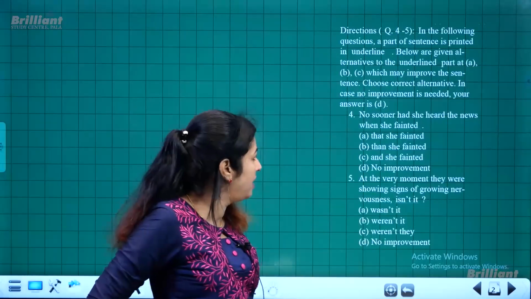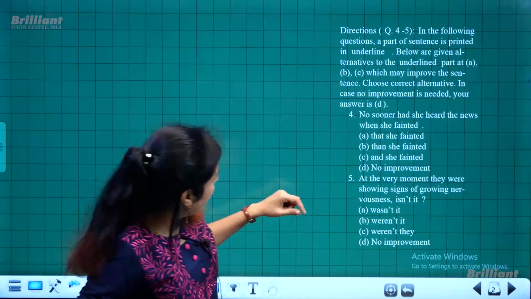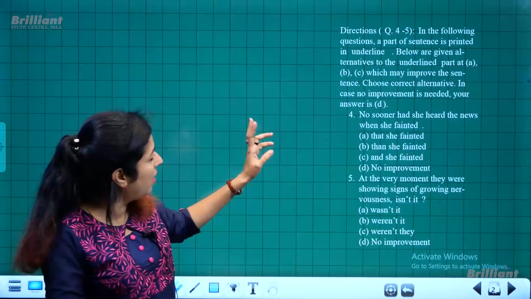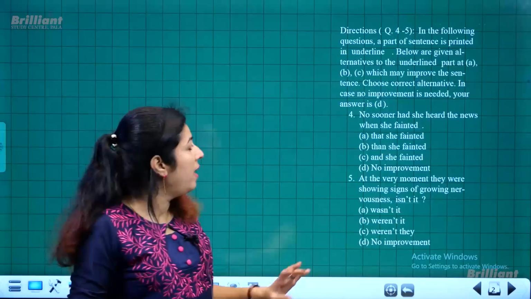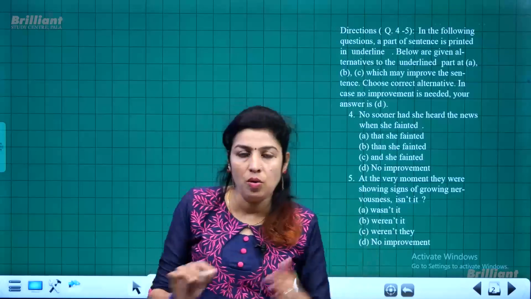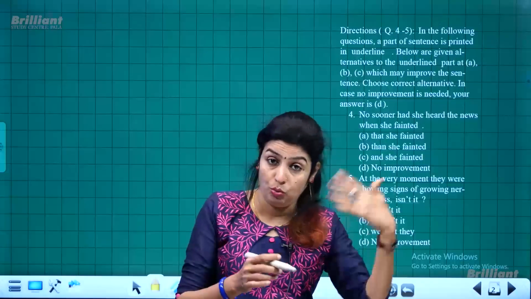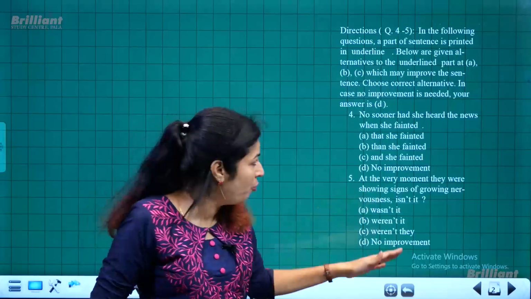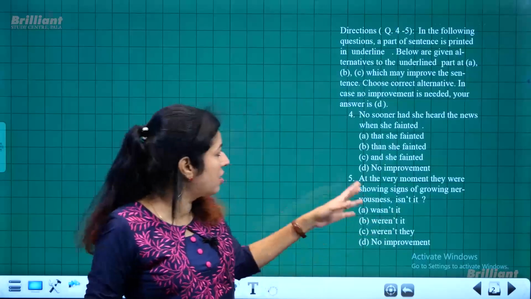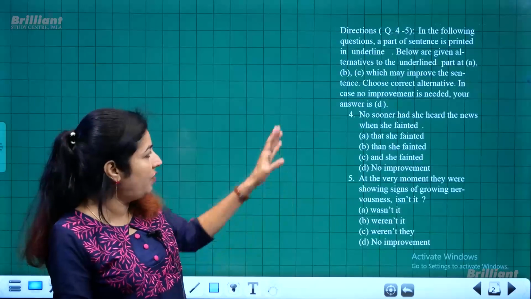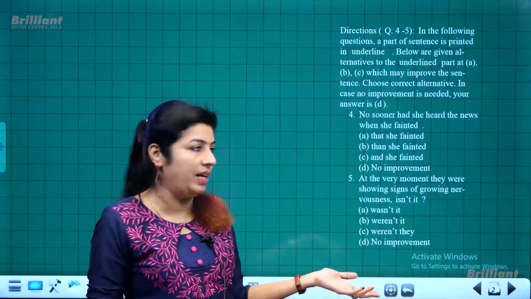Below are given alternatives to the underlined part which may improve the sentence. Okay, so no underline is given actually. And if there is no improvement, just like in the previous exercise, where you were asked to choose the word no error, here if there is no improvement required, you can just choose the word no improvement. Even if it's not underlined, we will still find it out.